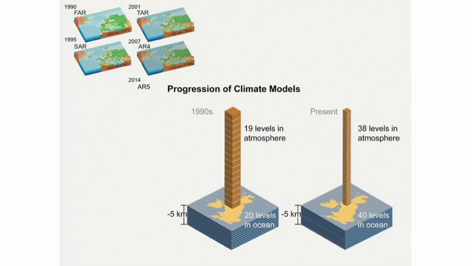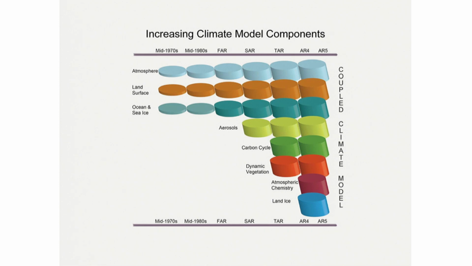So in the 1990s, there were 19 levels in the atmosphere. Now we're getting closer to 40, as well as more levels in the world's oceans. So there's greater spatial resolution, as it's called, in the climate models. And there are more and more components. So this just shows you that over time, climate models have used more and more Earth systems in their mix. So atmosphere has always been a part of it, land and surface area, but now we're talking about land ice and atmosphere chemistry being in these models. The most recent IPCC report talks about those as well.